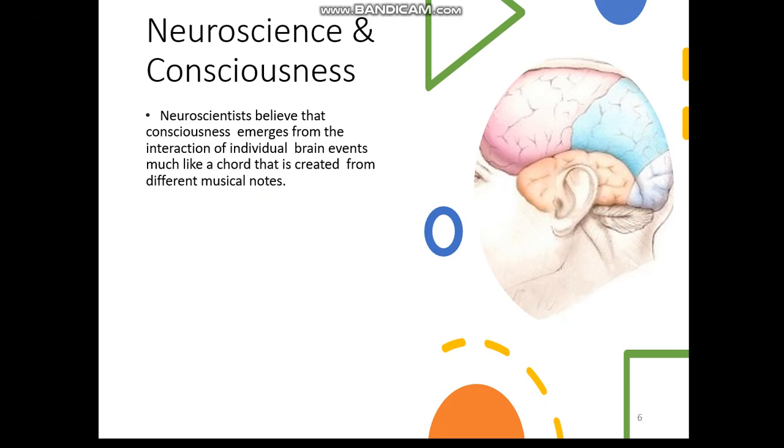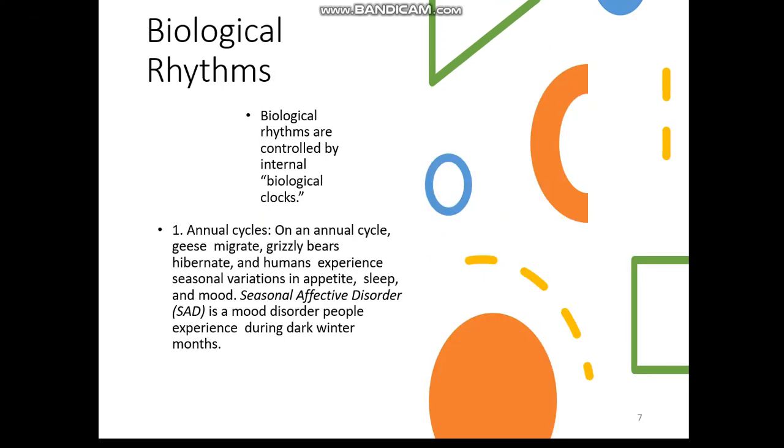Neuroscientists believe that consciousness emerges from the interaction of individual brain events, much like a chord that is created from different musical notes. Biological rhythms are controlled by an internal biological clock.